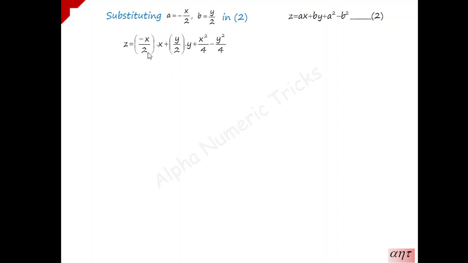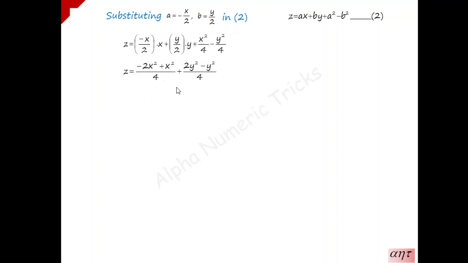Now we have to simplify this term. Here, look at this: -x times x gives -x²/2, and here you have x²/4. So you have to combine these two terms and take the LCM of 2 and 4. The LCM of 2 and 4 is 4, and to make the 2 into 4, you multiply and divide by 2 without changing the value. So the denominator becomes 4 and the numerator becomes -2x times x, which is -2x², plus x², divided by 4.